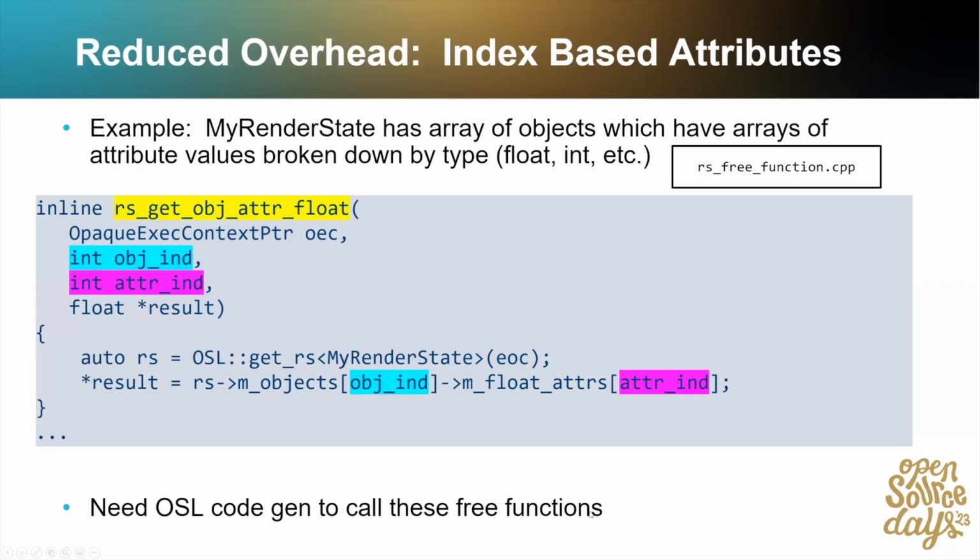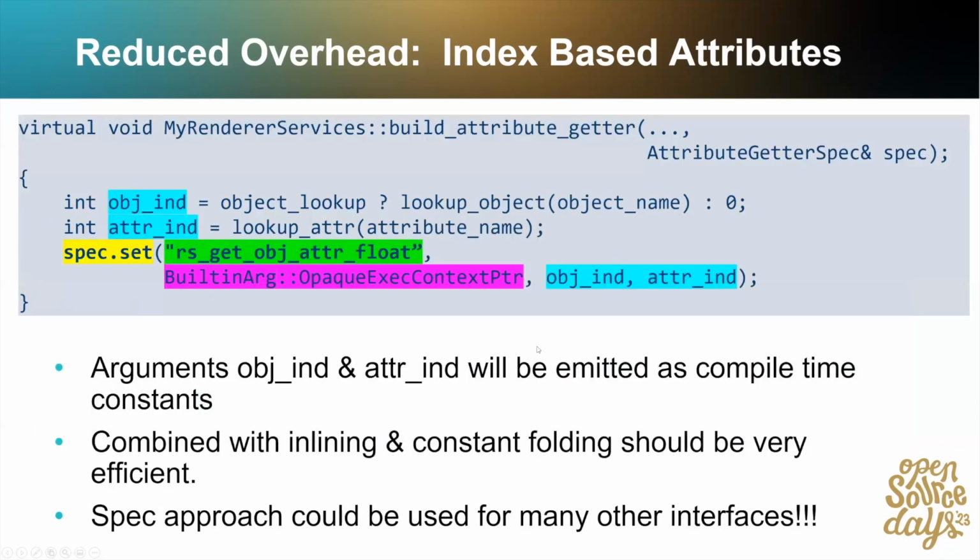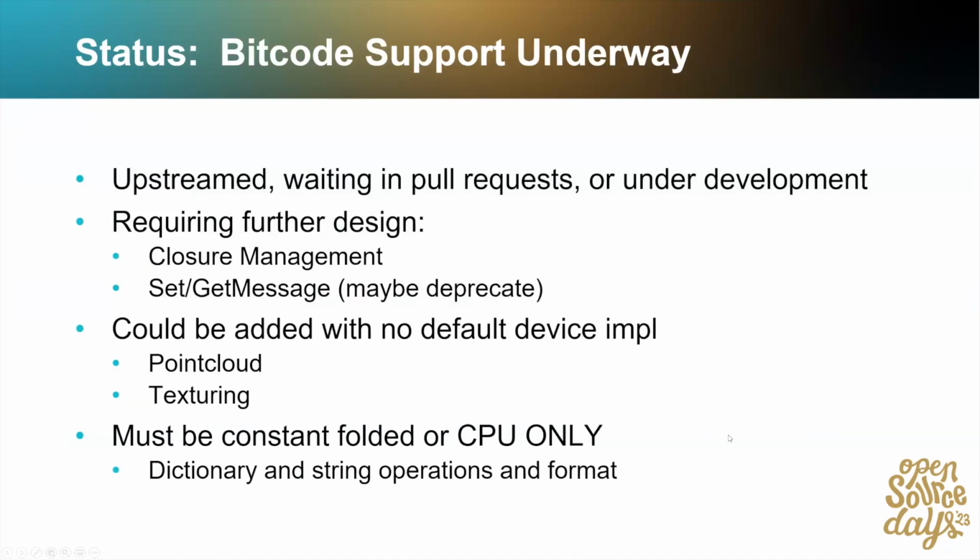But we need the OSL code generator to actually call these. And that's what this attribute getter spec lets you do. In this case, this is called at compile time. It actually does the lookups at compile time, not runtime, to get these indices back. And it's specifying the name of the function to be called and the parameters. Now, the cool part is the indices will actually be generated as compile time constants. So when that all ends up in that mega LLVM module, inlining and constant folding should make it super efficient. And this same approach could be used for several other interfaces to improve things.